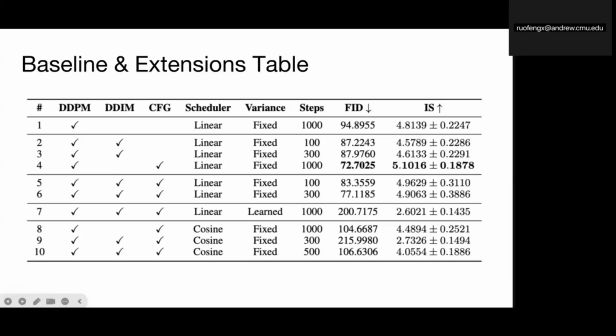This table summarizes our baseline and extensions. Row 1 is the baseline DDPM with a linear schedule, fixed variance, and 1,000 steps. Rows 2 to 3 replace DDPM with DDIM to test faster sampling. Rows 4 to 6 add CFG on top of DDIM. And rows 7 to 10 are ablation variants with learned variance and cosine schedules.